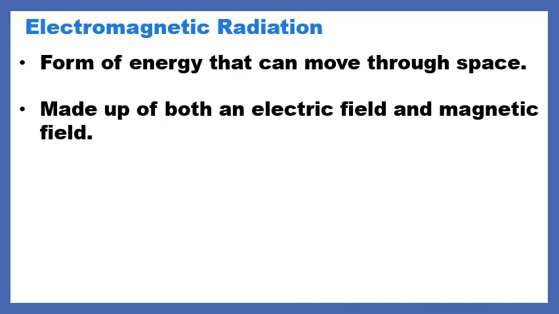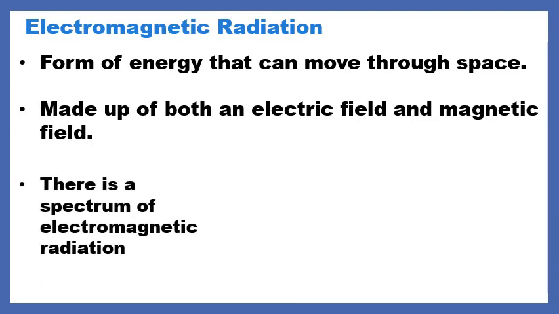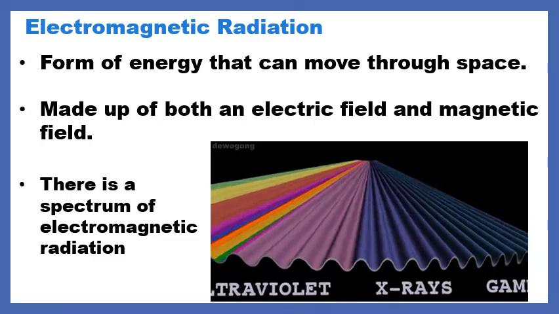I really like saying that word, electromagnetic. All right, so what is it? It's a form of energy that can move through space. It is made up of both an electrical field and a magnetic field, hence the name electromagnetic. And it actually is like a spectrum of all different types of electromagnetic radiation, and you use this more in your daily life than you think about.